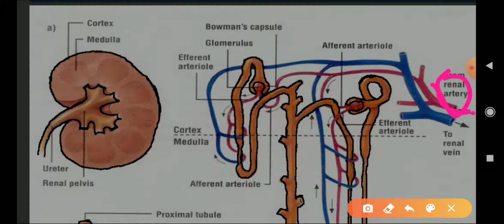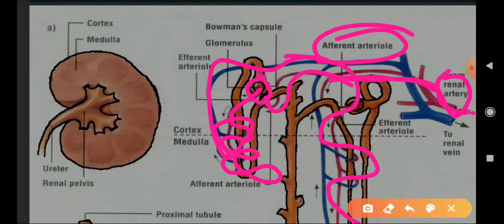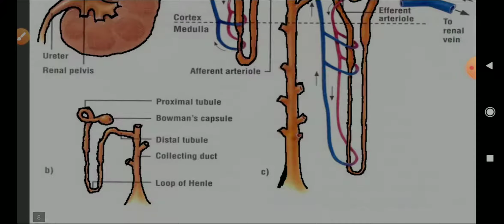This renal artery enters into the kidney and divides into millions of afferent arterioles, because there are millions of nephrons. In each nephron an arteriole enters and forms a glomerulus. You can see here how the glomerulus forms, and then it comes out and forms a network of capillaries surrounding the whole nephron. The capillaries coming out from the afferent arteriole as efferent arteriole are known as peritubular capillaries. Let me explain again, here.